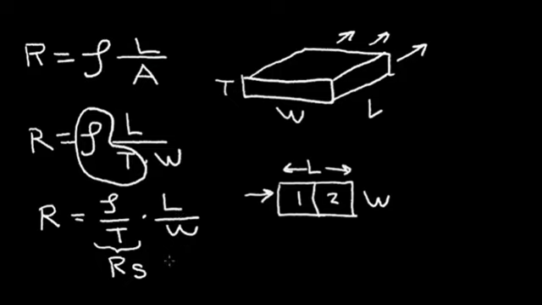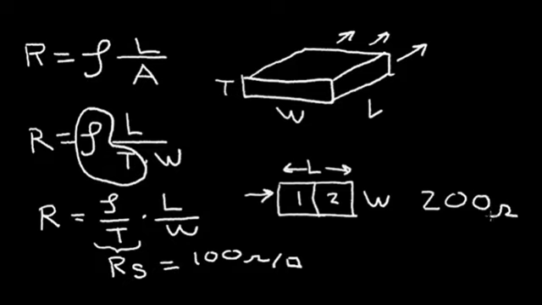Now let's say, for example, I want to have a sheet resistance that's equal to 100 ohms per square. So if I have 100 ohms per square and I have 2 squares, then my total resistance will be the 100 ohms times 2, which in this case would be 200 ohms. Let me erase this.